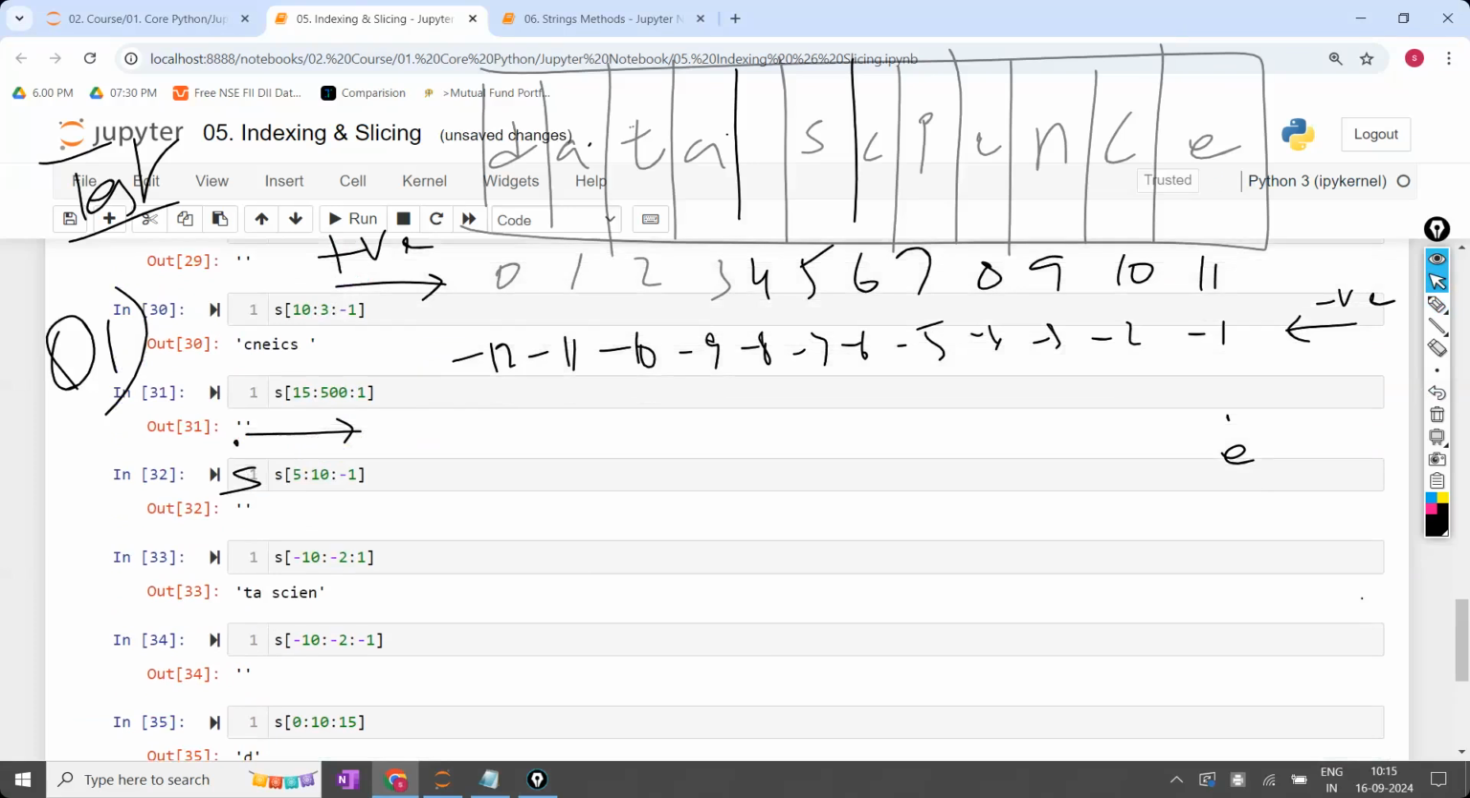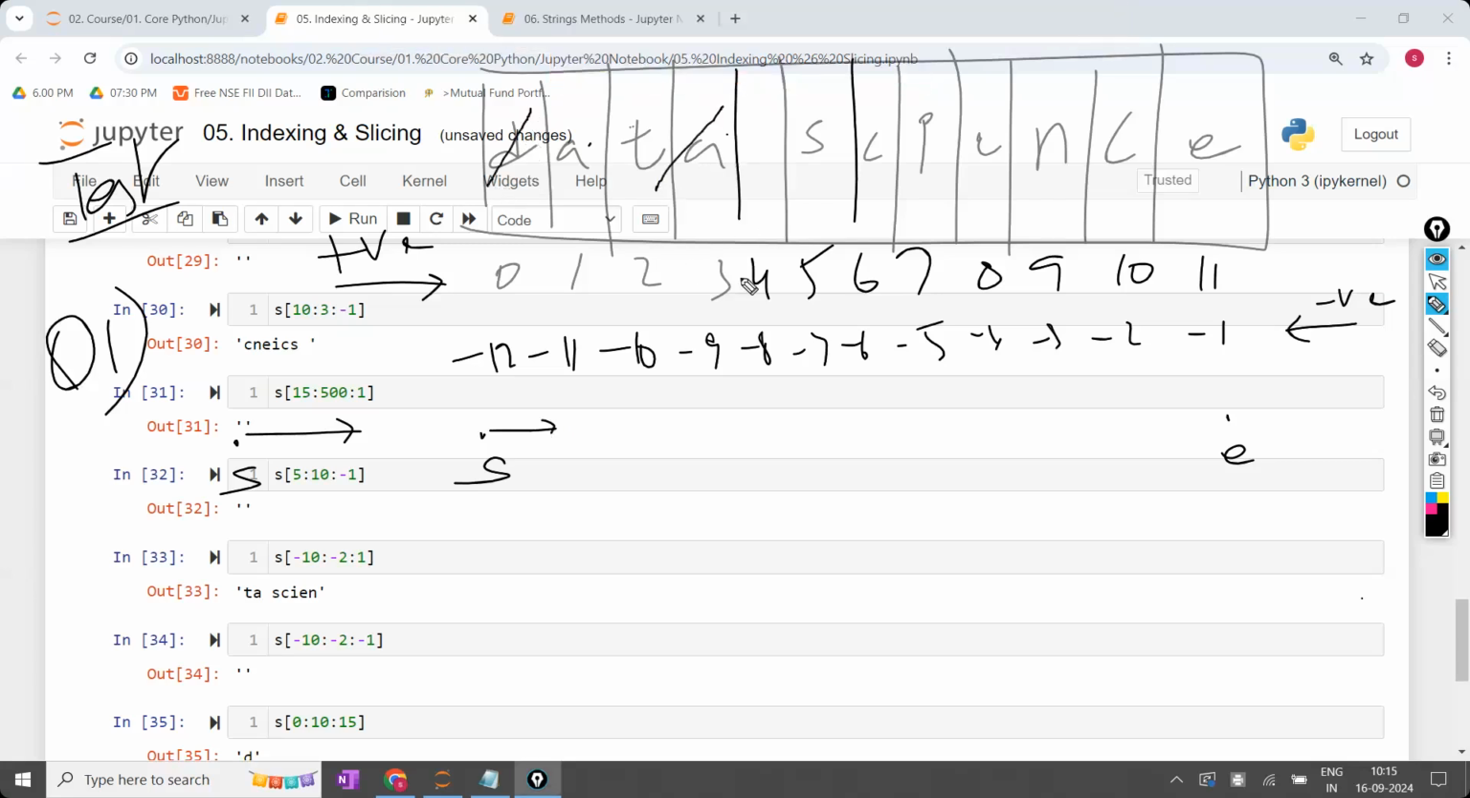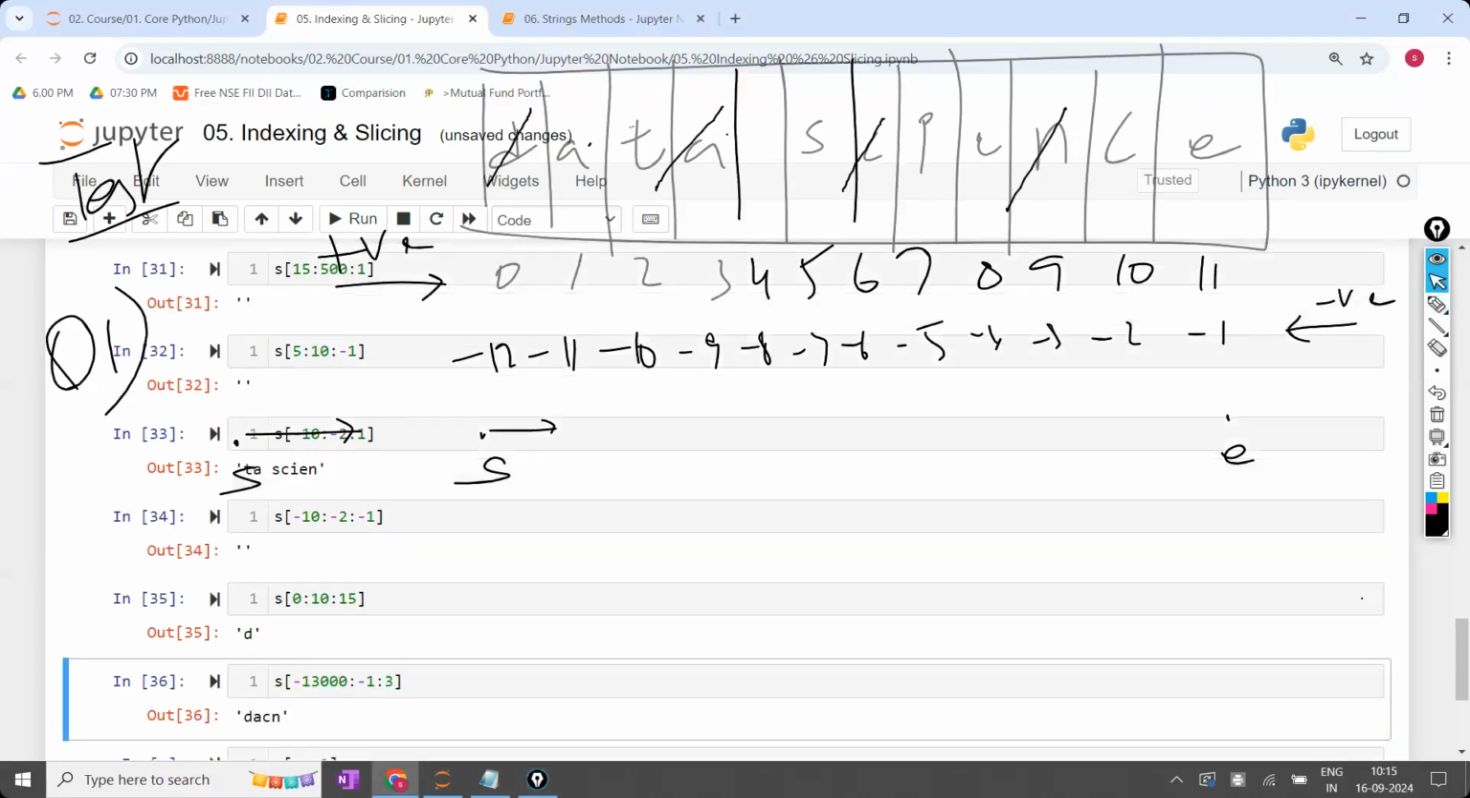Whenever that number is not included, we have to add plus 3, minus 13,000 plus 3, which we can't do. So by default we'll take the starting point as 0. And it is plus 3. What does plus 3 mean? D followed by 3 to A, from there 3 to C, from there 3 to N, from there 3, nothing. So what is the output? D A C N. Is the point clear?